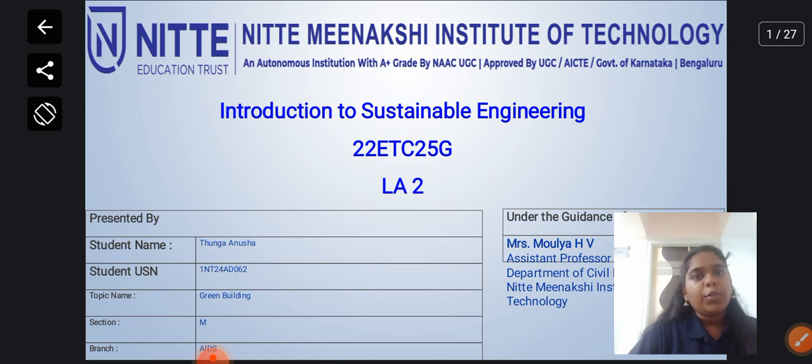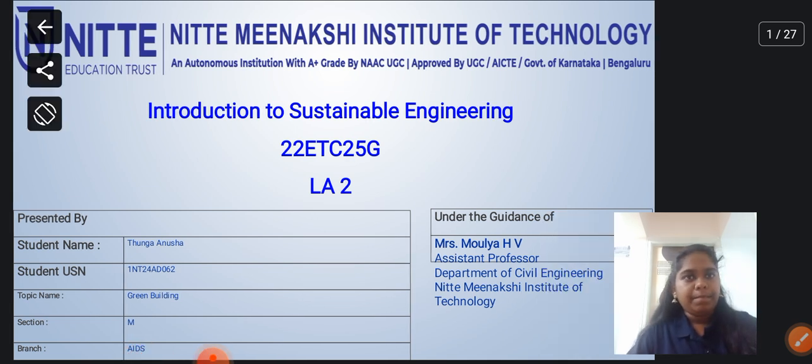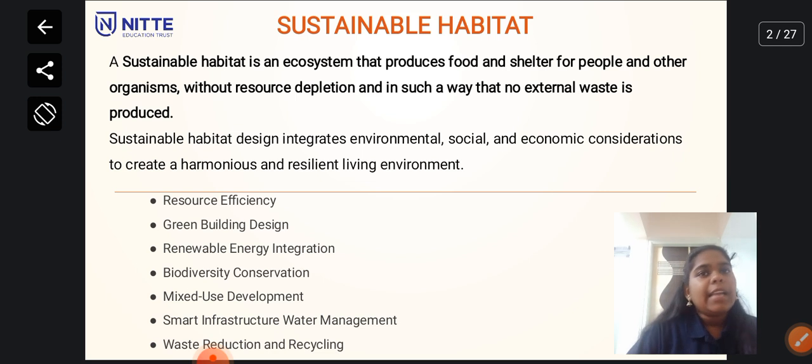Today, I am going to talk about green buildings. Sustainable habitat. A sustainable habitat is an ecosystem that produces food and shelter for people and other organisms in such a way that no external waste is produced. It integrates environmental, social and economic considerations to create a good living environment. These include resource efficiency, green building design, renewable energy integration, biodiversity conservation, mixed use development, etc.